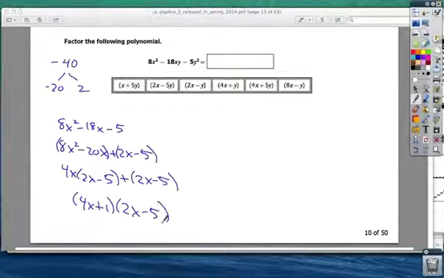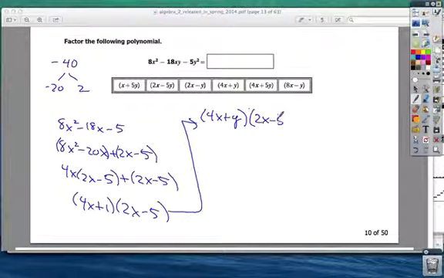Now, the difference is I took out the y's. There are y's there. So instead, it should be like this: 4x plus y times 2x minus 5y. So 4x plus y here and 2x minus 5y here. So these are the two that go in there.